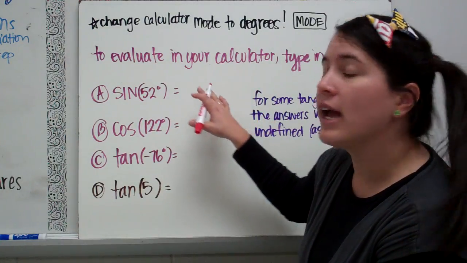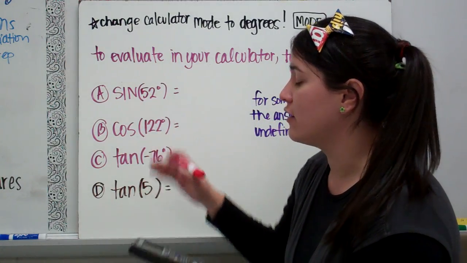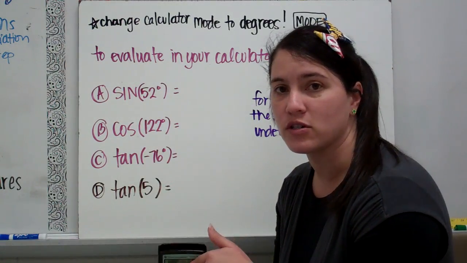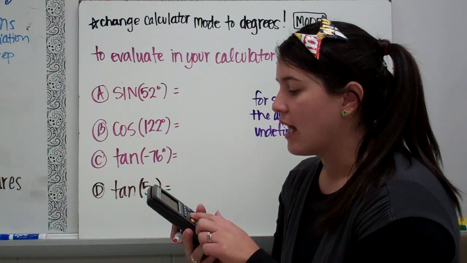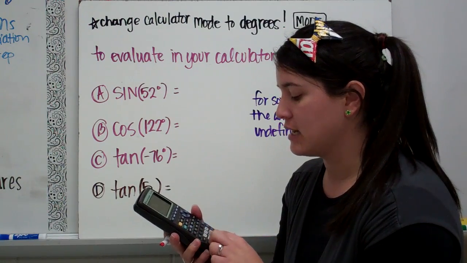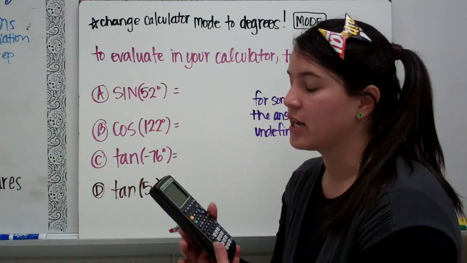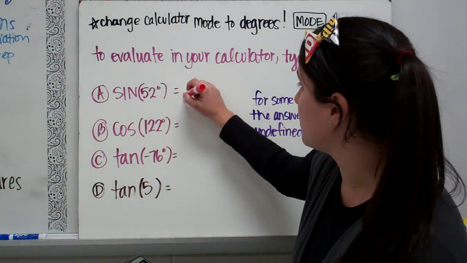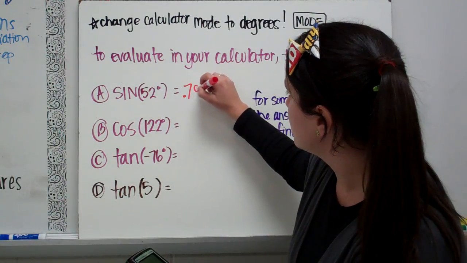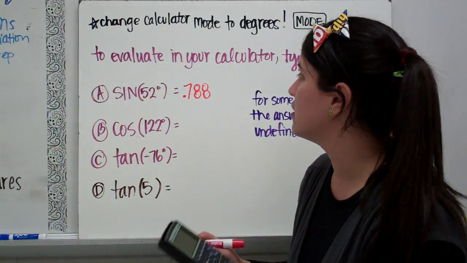To evaluate, you just type it in your calculator: sine of 52. I've changed my mode to degree. Then I hit sine and 52. When I do that, I come out with a decimal, and it's 0.788.